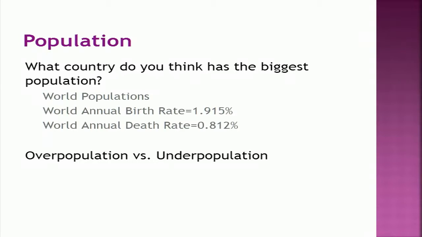Pause the video and discuss why you think the birth rate is higher than the death rate. Improvements in medicine and agricultural productivity have allowed for more people to survive and reproduce. Humans are not evenly spread across the U.S. Cities like New York City are considered overpopulated, while Montana could be considered underpopulated.